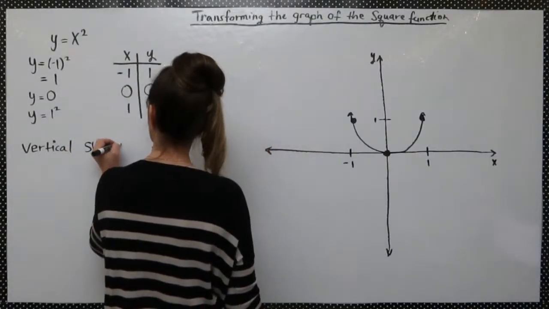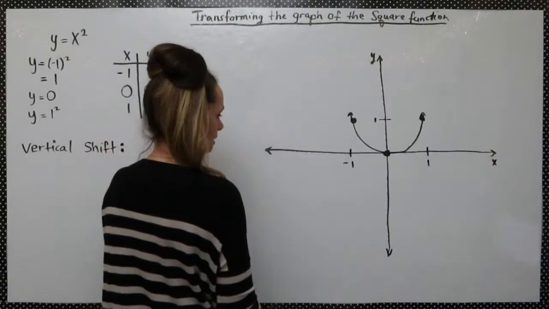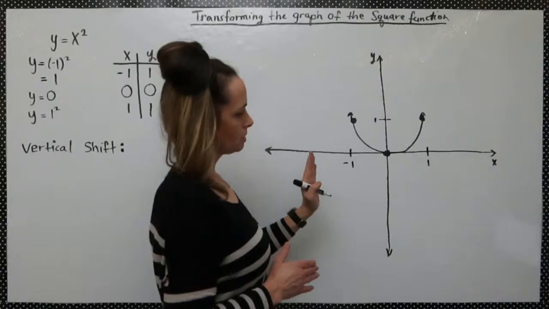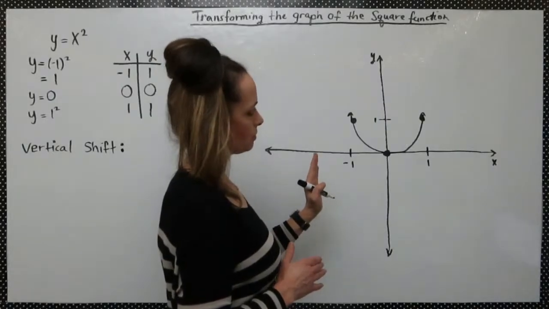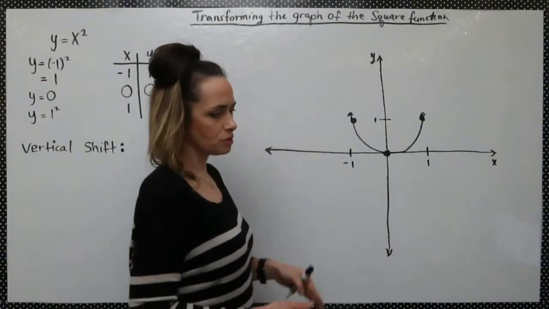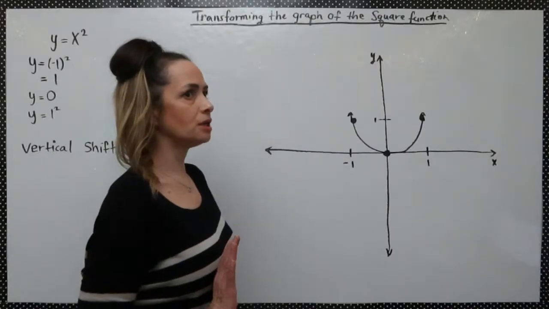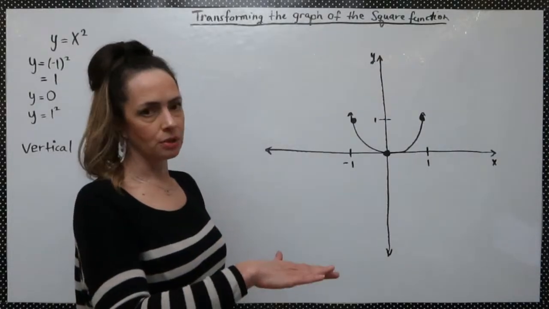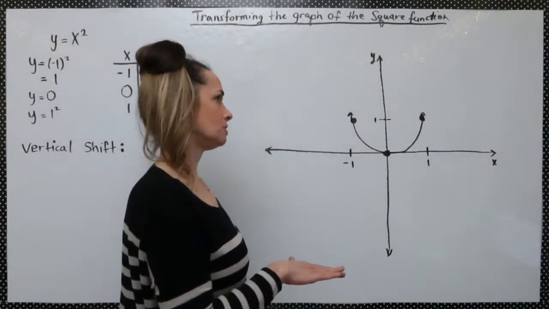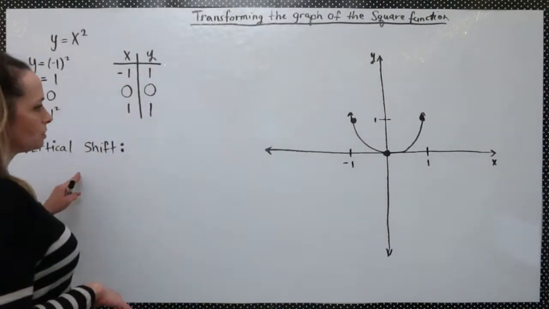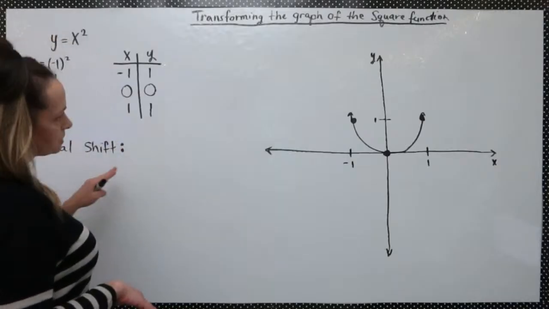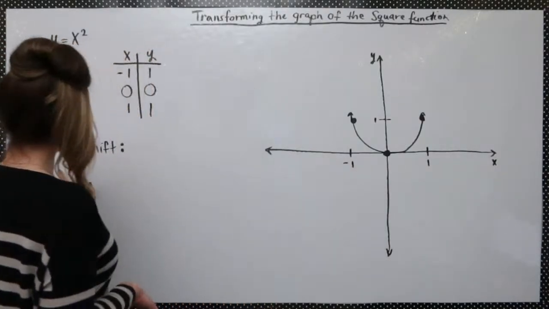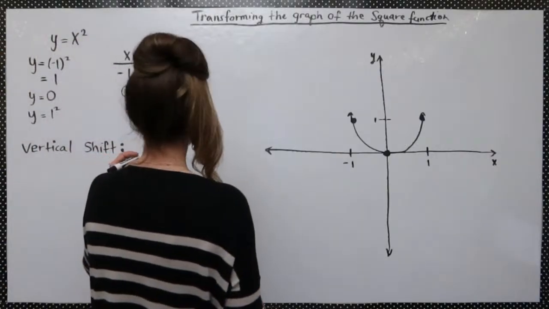And vertical shift. Vertical orientation is perpendicular to the earth. So if you're standing, you're in a vertical orientation. When you're lying down, you're in a horizontal orientation. So if I were going to shift this graph vertically, then I would use a vertical shift.